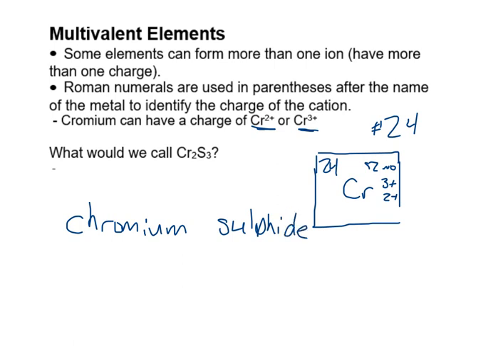Here's the problem. Although this is chromium sulfide, this compound here is also chromium sulfide. And they are very different from each other. They are both chromium sulfides. But they use different charges. One of these two compounds used the 3 version, the 3+ charge, and one of them used the 2+ charge. And we need a way to differentiate. And so what we do is we put in between the two words a Roman numeral.